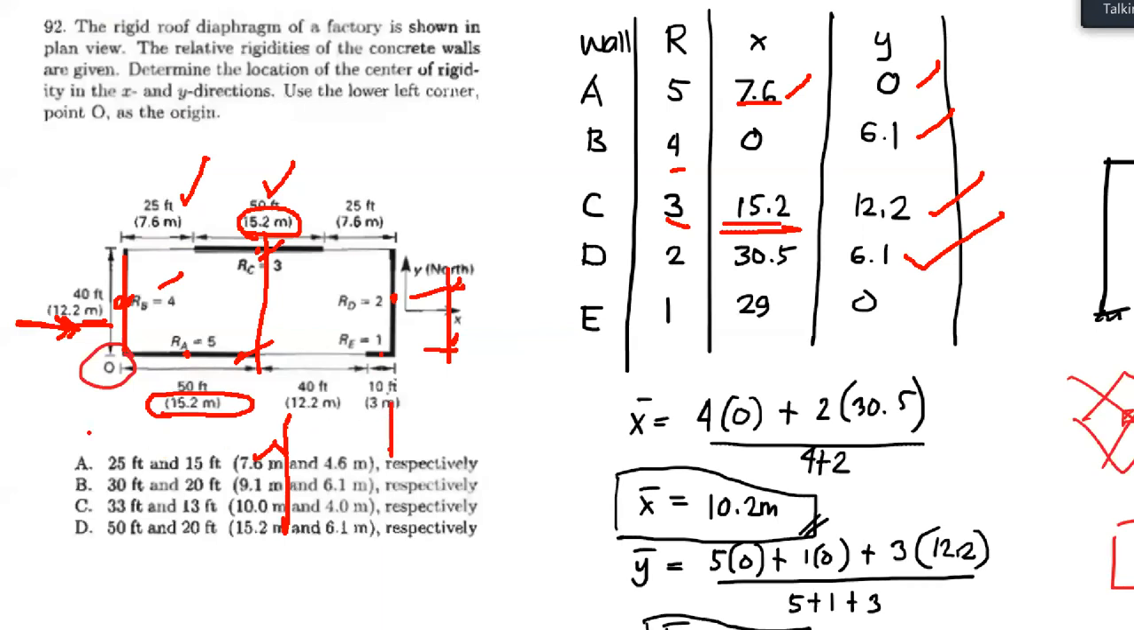And ang distance niya from here, 30.5. Bakit 30.5? Wall D. Kasi 15.2 plus 15.2, 30.4 dapat yun. Siguro ano lang to, kasi nga naka-English units, no? So ano lang yun. Konti lang naman difference. Naka-English kasi kinonvert sa metric, nagkakaroon ng ano to, ng discrepancy.